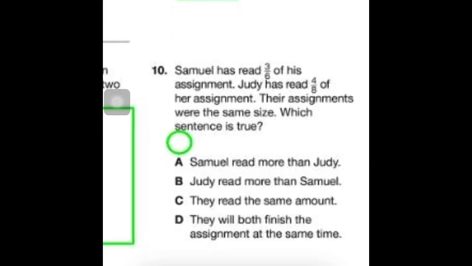Samuel has read 3/6 of his assignment. Judy has read 4/8 of her assignment. Their assignments were the same size. Which sentence is true? So we have 3/6 versus 4/8. Oh boy. Which is true?